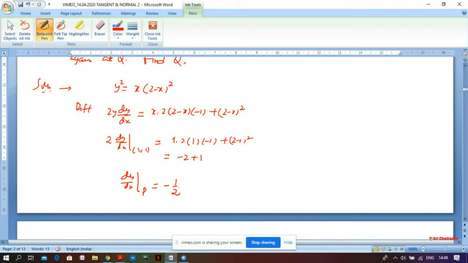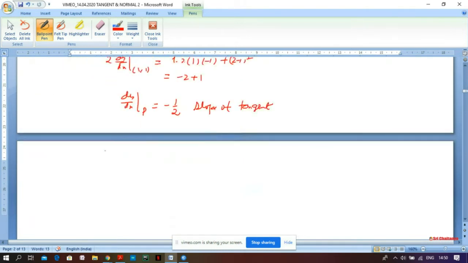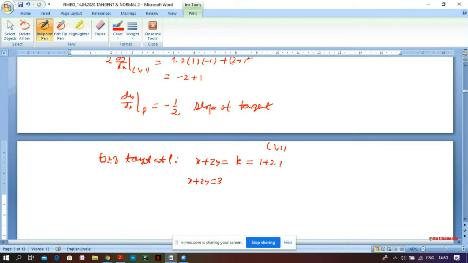So the slope of the tangent at P to this curve, this may be any curve, we don't care much about this curve, is minus 1/2. Now we can write the equation of the tangent at P. This is the slope, so my equation will look like x plus 2y equal to some constant, say k. And because (1, 1) lies on it, I can put here 1 plus 2 into 1. So x plus 2y equals 3, that is x plus 2y minus 3 equals 0.